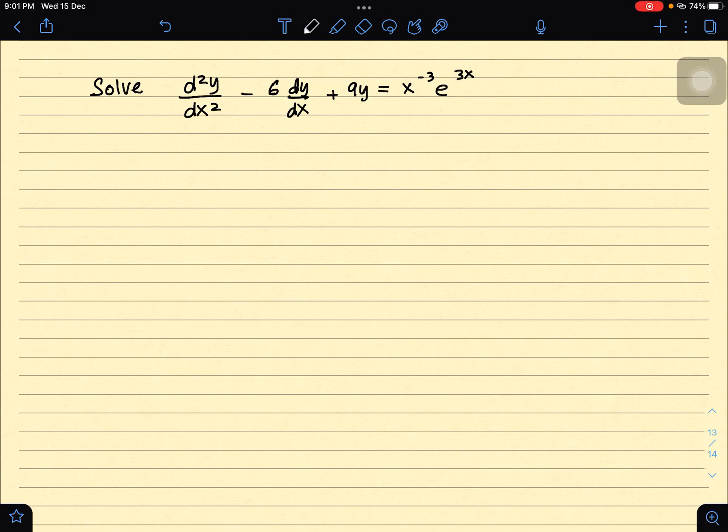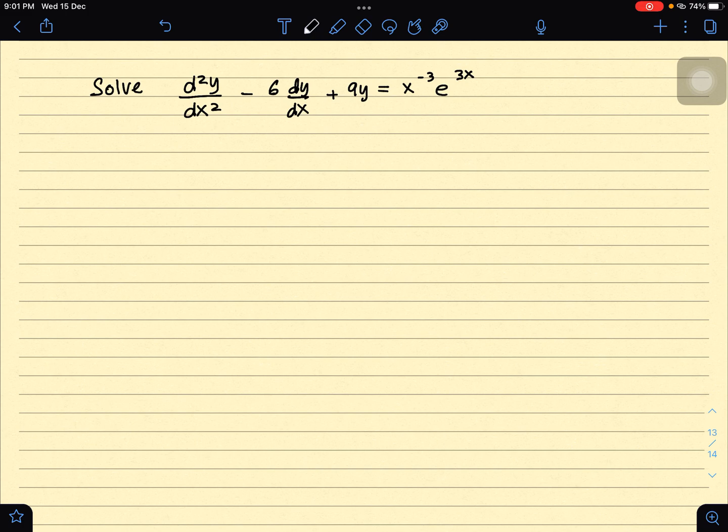Okay class, so kita nak tengok one more example here. Solve d square y dx square minus 6 dy dx plus 9y equal to x to the power of negative 3 exponent 3x. So this one is clearly a non-homogeneous differential equation.